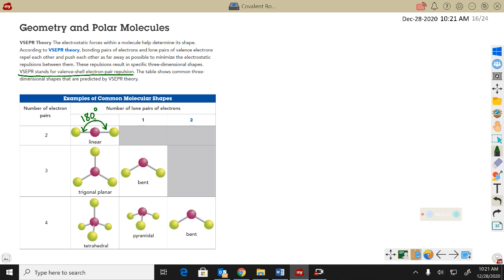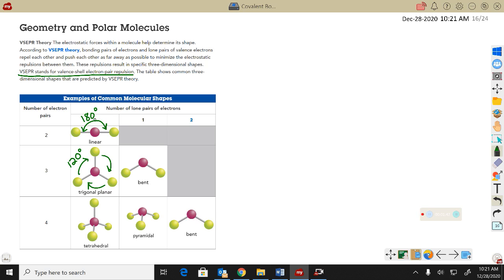If you have 3 electron groups around your central atom, they'll orient themselves as far apart as possible, and they'll go 120 degrees around the central atom. We call it a trigonal planar structure. Trigonal meaning triangle, planar meaning flat. Now, 3 electron groups on the central atom will always make me think trigonal planar: flat, triangle.